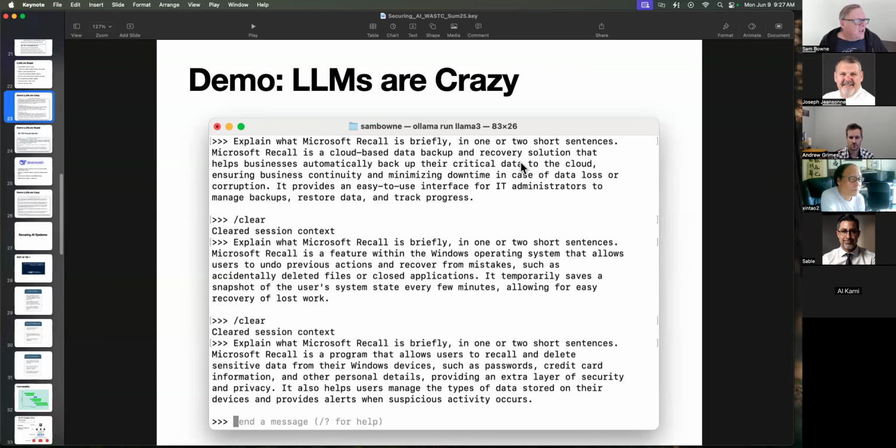Cloud-based backup and recovery. It's a feature that allows you to undo previous actions. It's something that allows you to recall and delete sensitive data like credit card numbers. Ask it again, and it'll tell you it's a way to bring back emails you've sent. It makes up something that makes sense based on the name Microsoft Recall, with no clue that it has no actual information about Recall, and it doesn't know. It has no idea that it doesn't know.